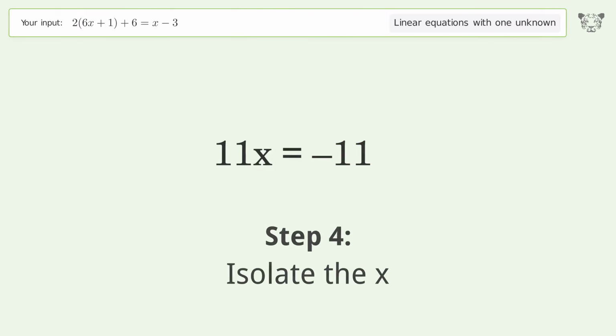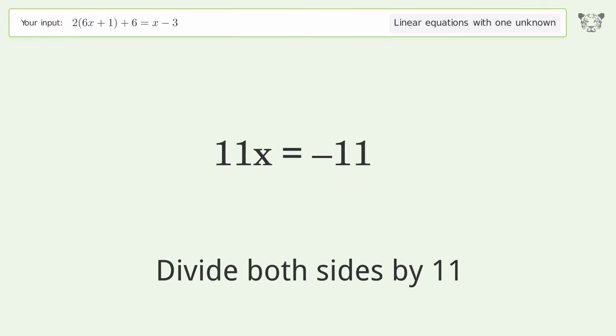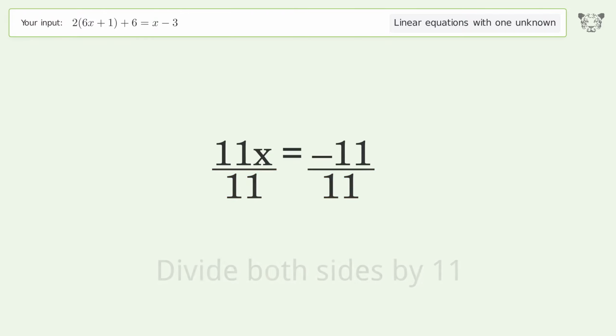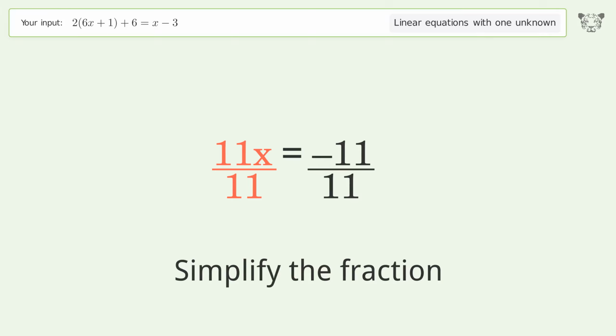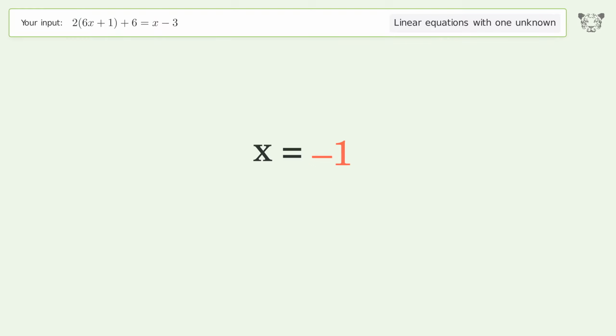Isolate the x. Divide both sides by 11. Simplify the fraction. And so the final result is x equals -1.